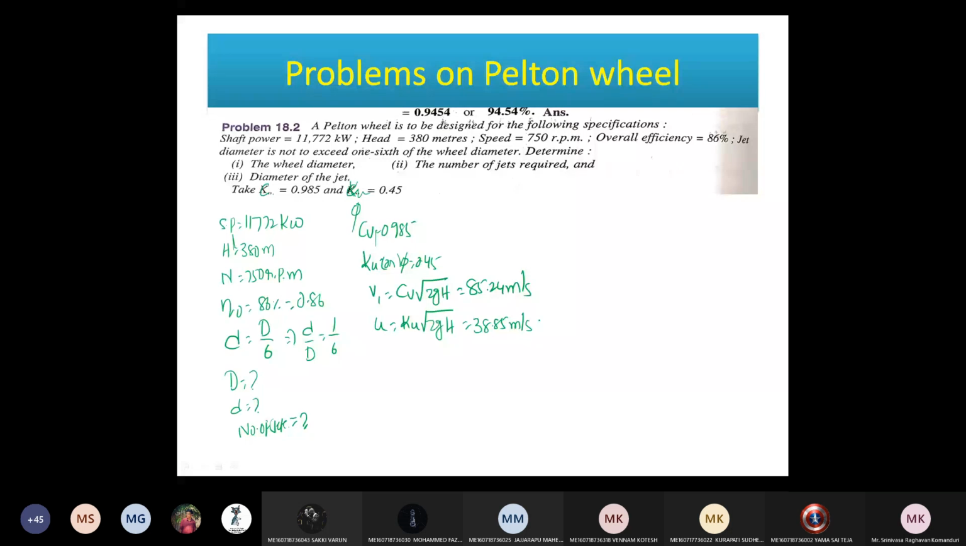Now we have to find out capital D. So how to calculate capital D? As we know U, we have the formula U is equal to pi D N by 60, if you know the speed. So from this, D is equal to 60 into U by pi N.